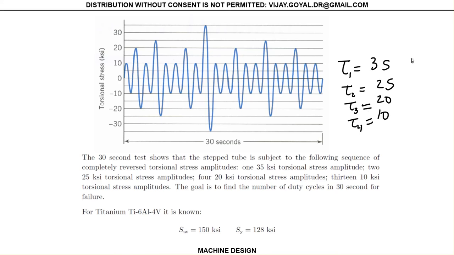Then how many times does this repeat itself? You count at 10. You go 1, 2, 3, 4, 5, 6, 7, 8, 9, 10, 11, 12, 13. So it repeats 13 times. So that's n equal to 13 cycles. And then you want to find what these n's are for each one of these cases.